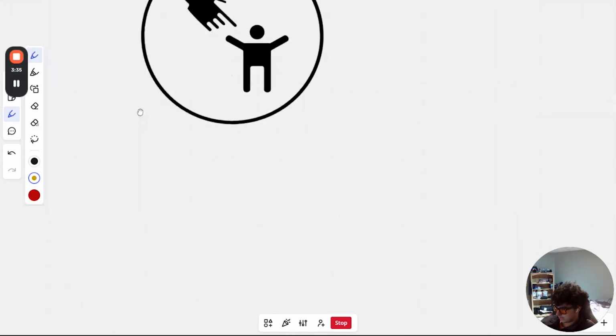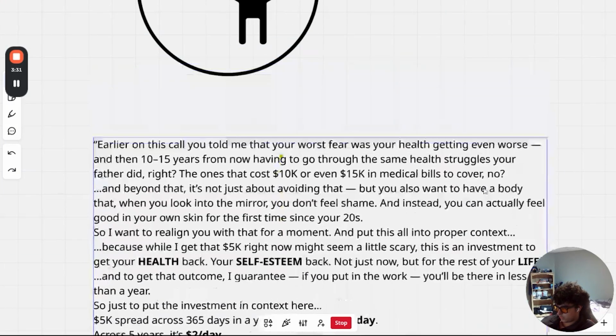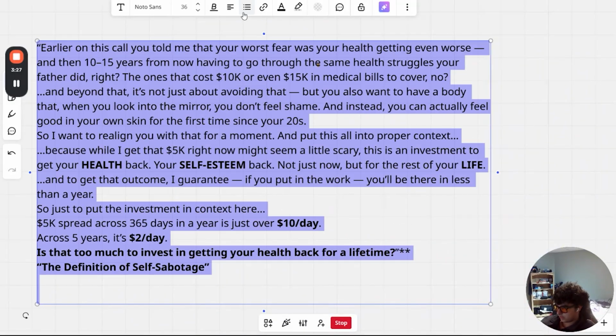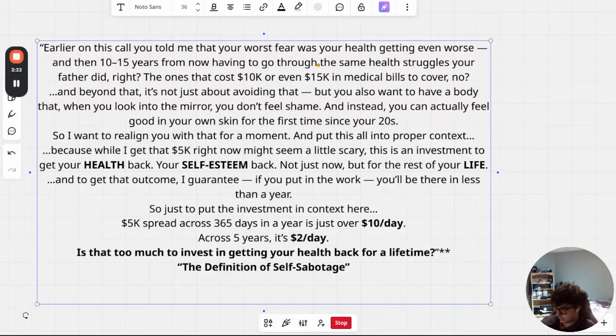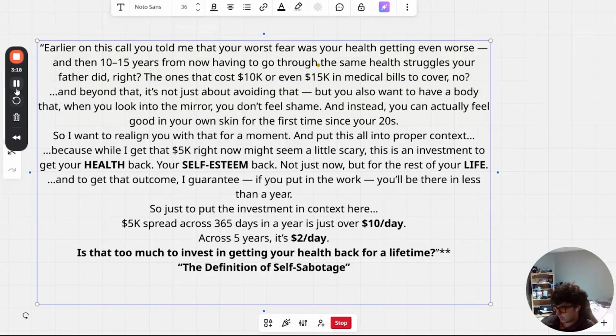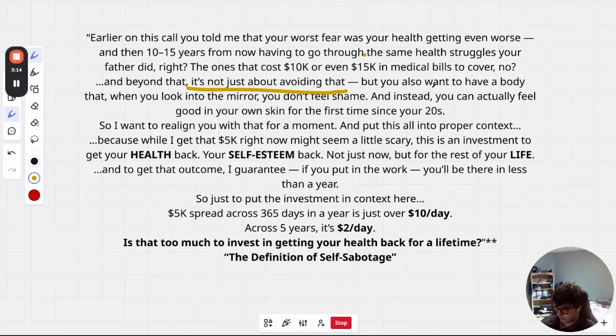This is the last part. Earlier on the call, you told me that your worst fear was your health getting even worse, and then 10, 15 years from now, having to go through the same health struggle your father did, right? The one that cost 10 or even 50K in medical bills to cover, no? And beyond that, you also want to have a body that when you look in the mirror, you don't feel ashamed, and instead you can actually feel good in your own skin for the first time since your 20s.